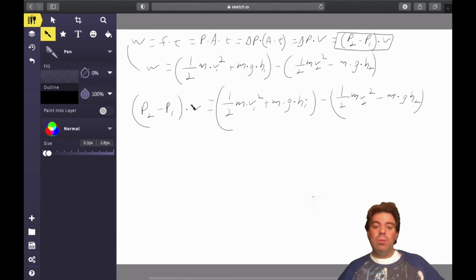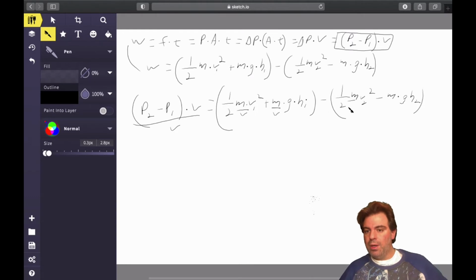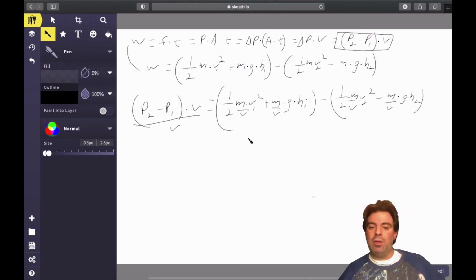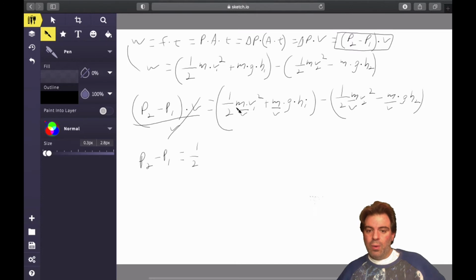One thing we can do is get rid of the volume. So we take every term and we divide it by volume. And when I'm talking about every term, I mean every single term. So we take the first kinetic energy and divide it by volume, the first potential energy, divide it by volume, the second kinetic energy, divided by volume, and the second potential energy, divided by volume. So what is the consequence of this? Volumes on this side are simply canceled out. So we're left with P2 minus P1 equals, now the kinetic energy is going to be 1/2. What is mass divided by volume?